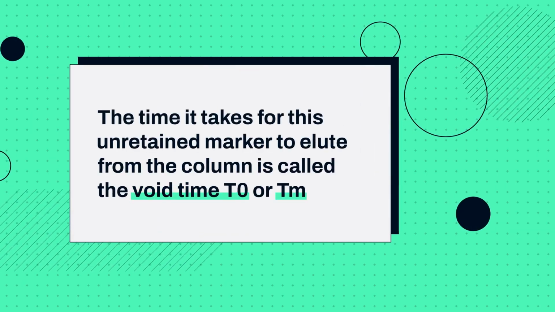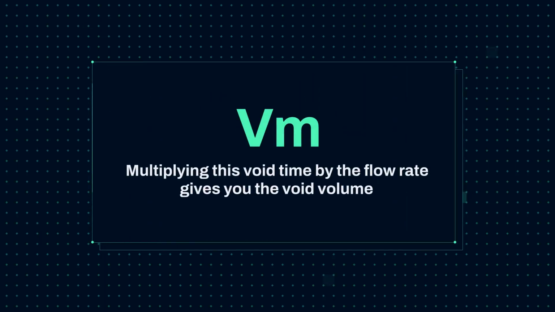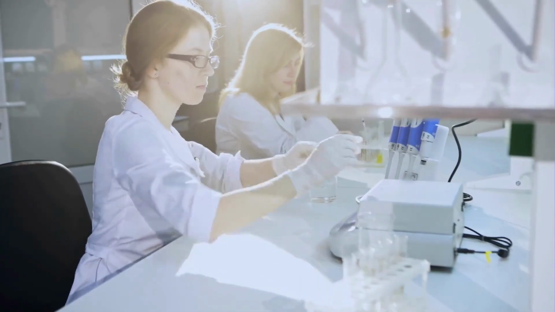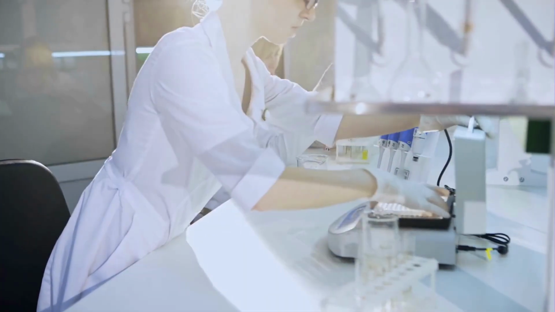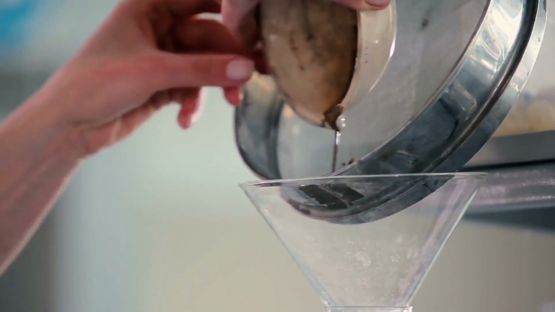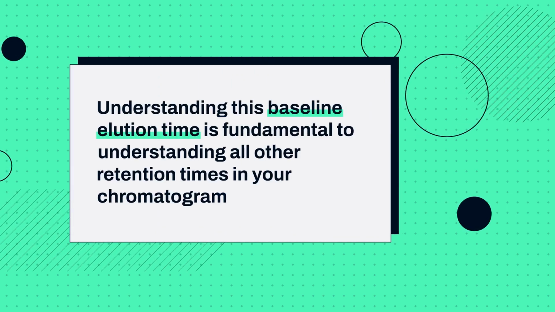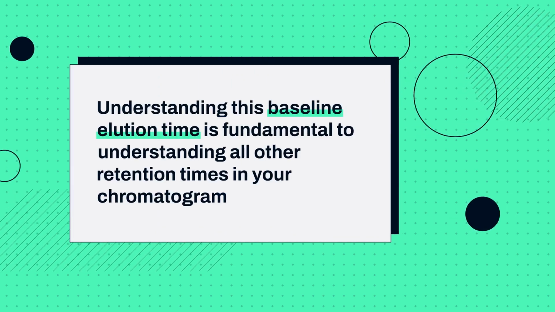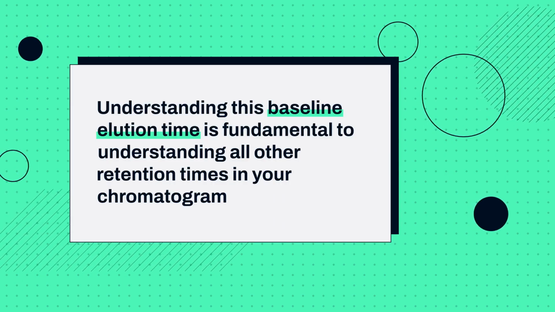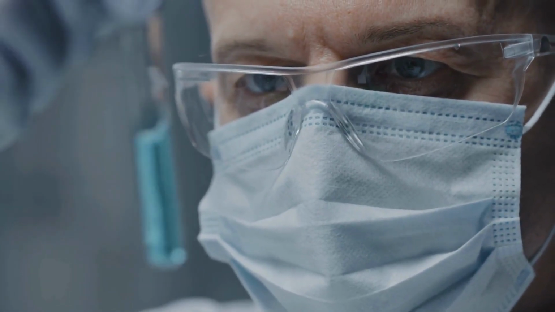The time it takes for this unretained marker to elute from the column is called the void time, T0 or Tm. Multiplying this void time by the flow rate gives you the void volume, Vm. This represents the minimum time any compound can spend in the column. Any compound that elutes before the void time is considered to be excluded from the column, which is common in size exclusion chromatography. Understanding this baseline elution time is fundamental to understanding all other retention times in your chromatogram. It provides the reference point against which all other compounds' retention is measured.